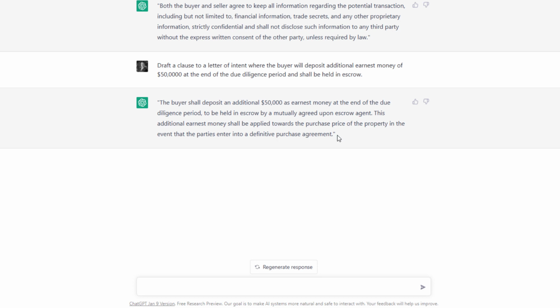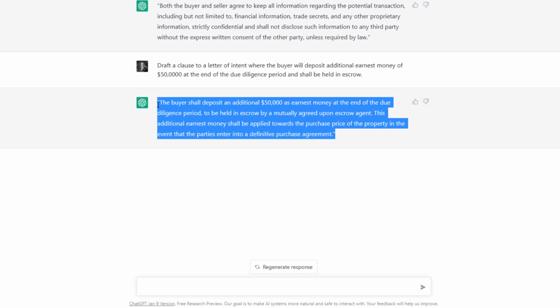Okay, so this is closer to what we want. Now, the previous example provided a period, 5 days after the end of the due diligence period. It also was less defined around the escrow agent. In this case, it provides some language where it's to be held by a mutually agreed upon escrow agent, likely already defined within the LOI, and clearly defines the amount of earnest money, and says that the additional earnest money shall be applied towards the purchase price, which is an important piece to this. So I think that's good language now. I would take this, copy it into my LOI, and now I have something to pass along. So that's a second example.